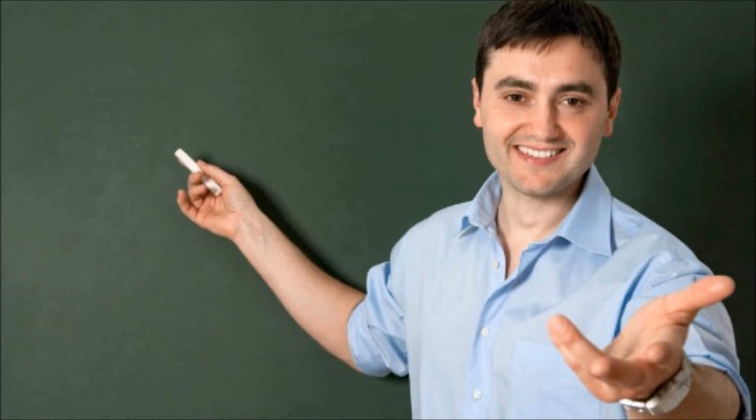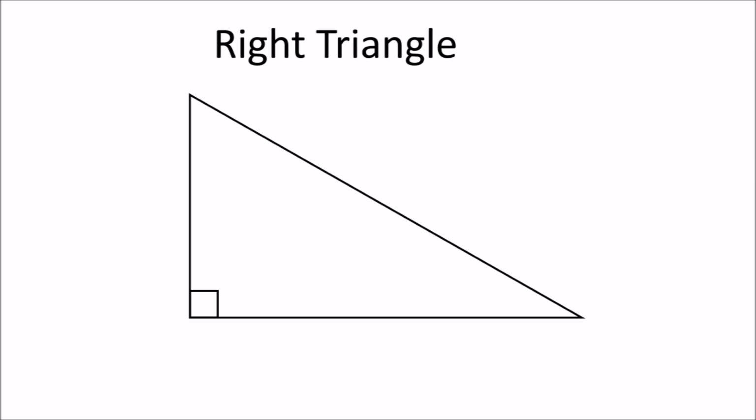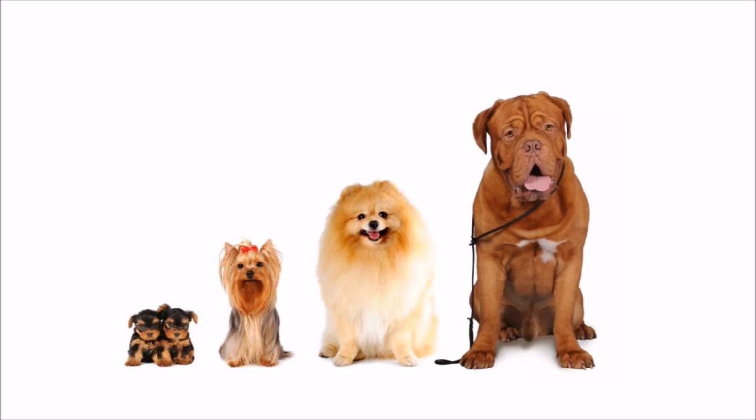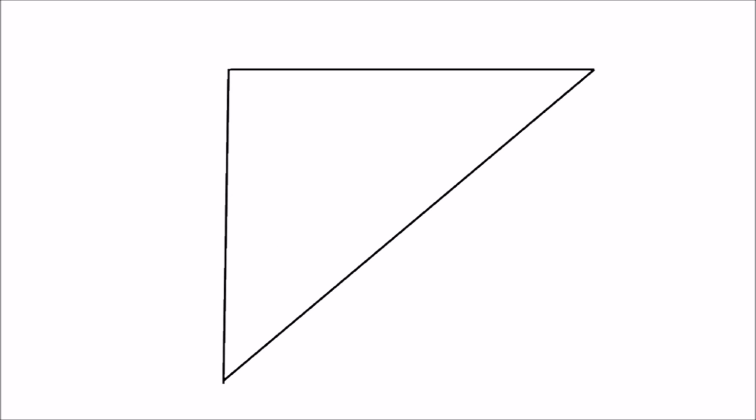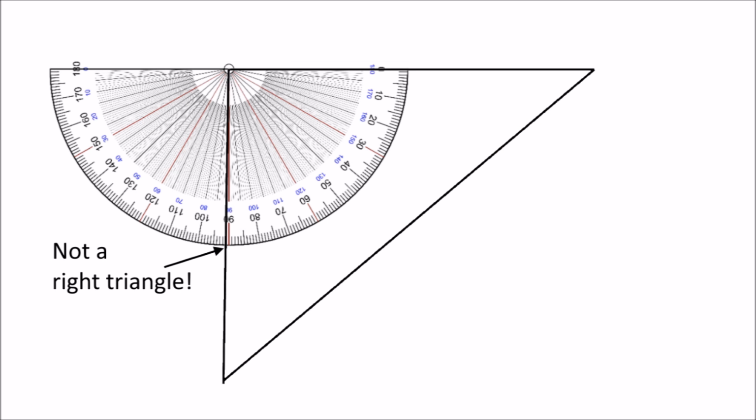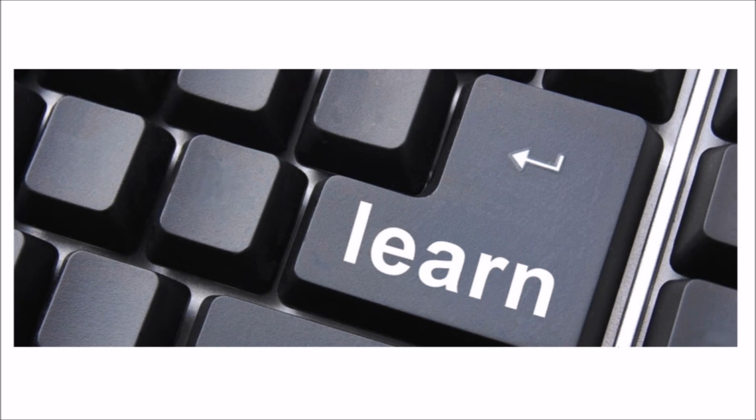Moving on. For this lesson, I'll be focusing on right triangles. Triangles where one angle is 90 degrees. A right angle. It can be any length, any size, as long as it always has a right angle on one of its corners. This is where the lesson officially begins.